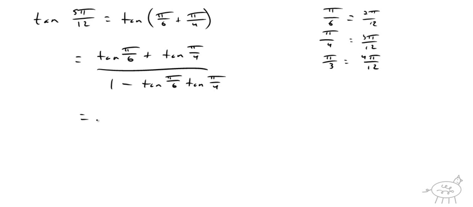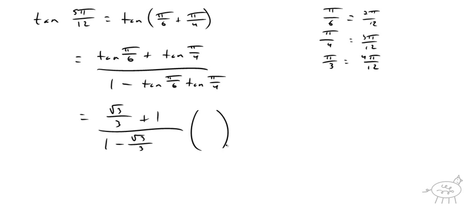All right, so we get tangent of pi over 6. We're going to get root 3 over 3 plus 1 over 1 minus root 3 over 3 times 1. I'm just going to leave it like that. Before we rationalize, guys, let's get rid of the fraction. It's brutal to have a complex fraction. So we're going to multiply the top and the bottom by 3 over 3. What that does is give you root 3 plus 3 over 3 minus root 3. Looks pretty reasonable. And now we rationalize it.